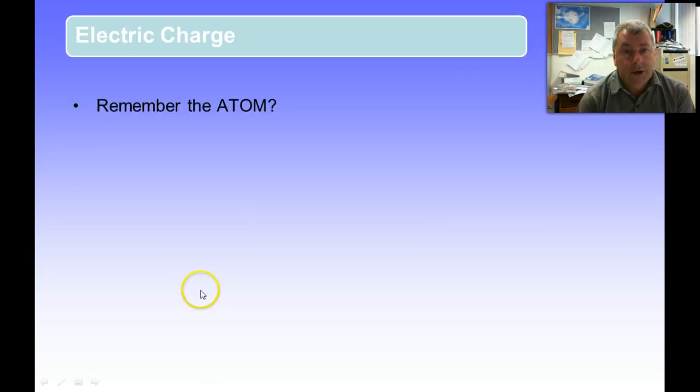So we've got to do just a quick little bit of revision here about where electric charge comes from and where we get electric fields from. Do we remember the atom?